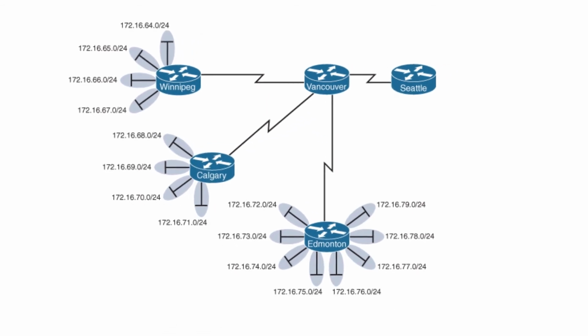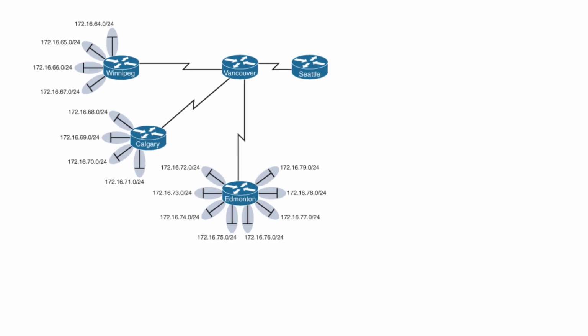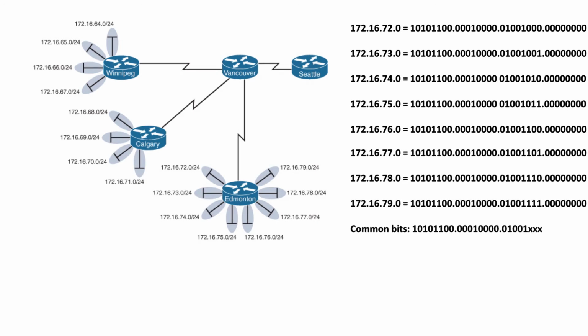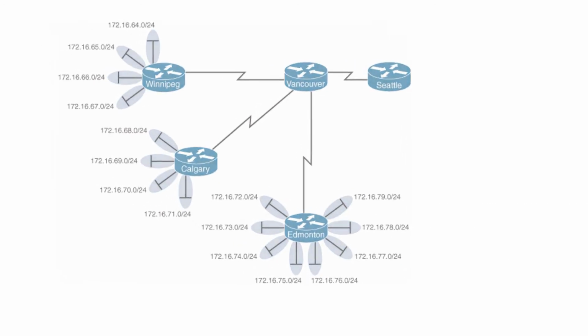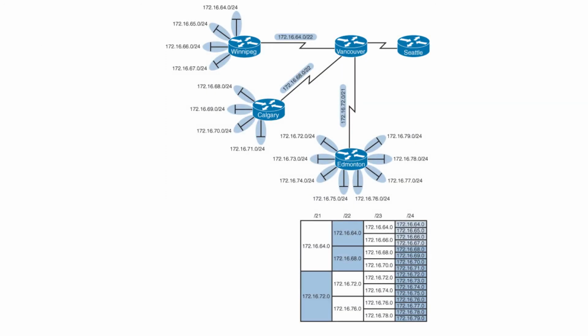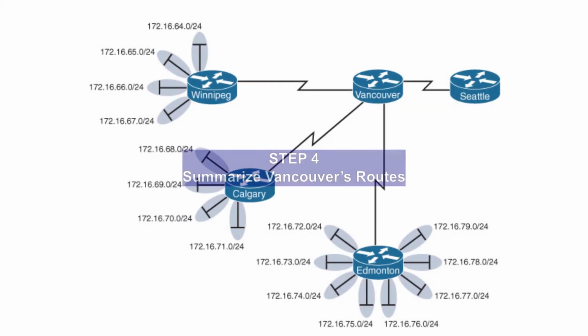For Edmonton, you do the same thing that you did for Winnipeg and Calgary, look for common bit patterns in the routes. For Edmonton, the first 21 bits are common. The summarized route is, therefore, 172.16.72.0/21. The following image shows what the network looks like, with Winnipeg, Calgary, and Edmonton sending their summarized routes to Vancouver. Step 4. Summarize Vancouver's routes.